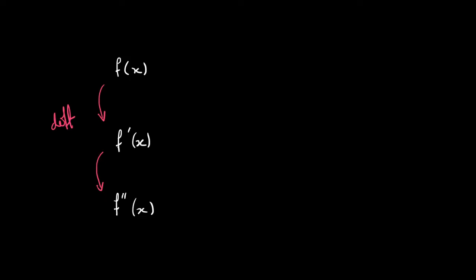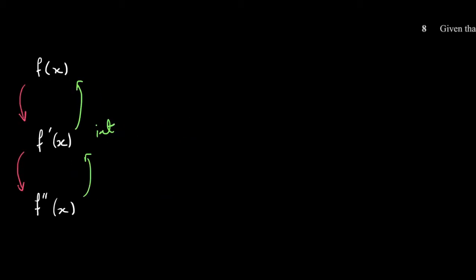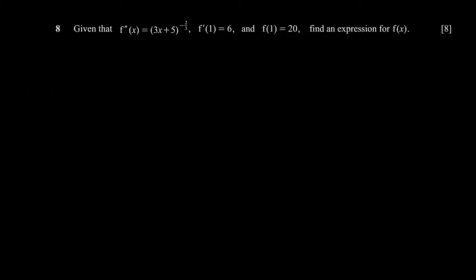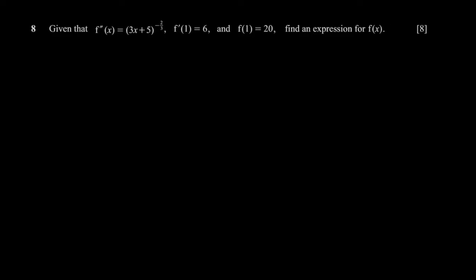Well, how would I then go from f double prime back up to f prime, or from f prime back up to f? Well, I would have to integrate. Why would I have to integrate? Because integration is the reverse of differentiation, right? So basically, if I differentiate to go down, I integrate to go up, okay? So that's what's going to happen over here. So I've got f double prime of x. So how do I get f prime?